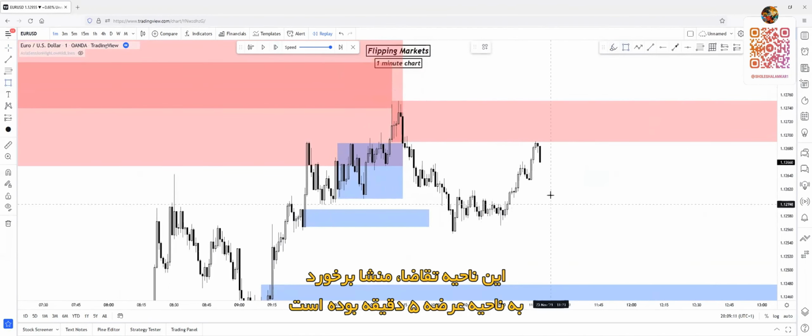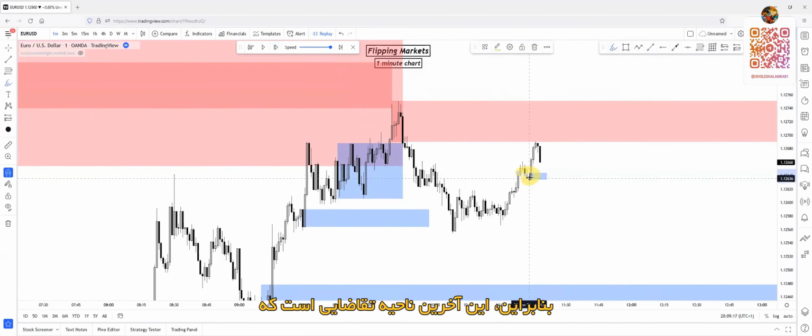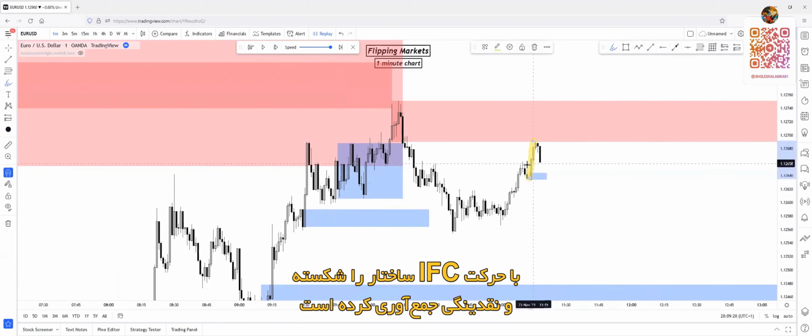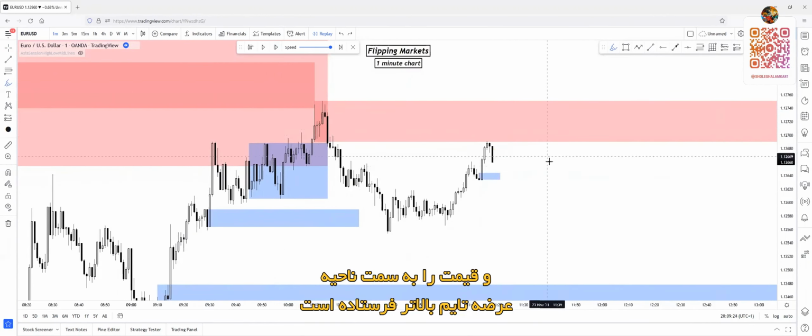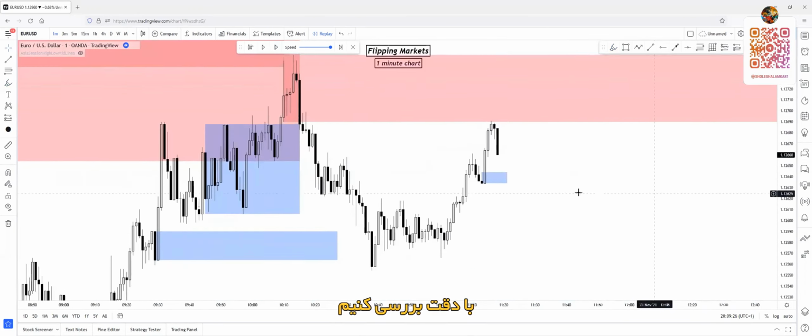As you can see, this was the last demand zone that tapped us into the 5-minute supply zone. So this demand zone was the last zone that created inefficient push, break of structure, and liquidity sweep, and tapped us into the higher time frame 5-minute zone, right? Let's just take a closer look.